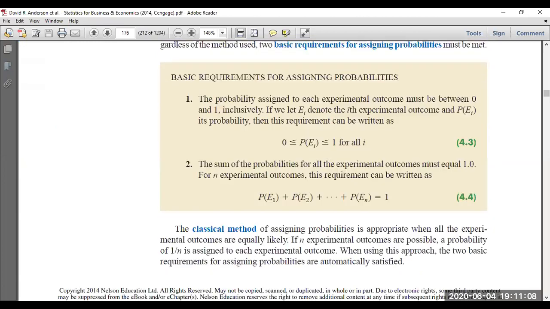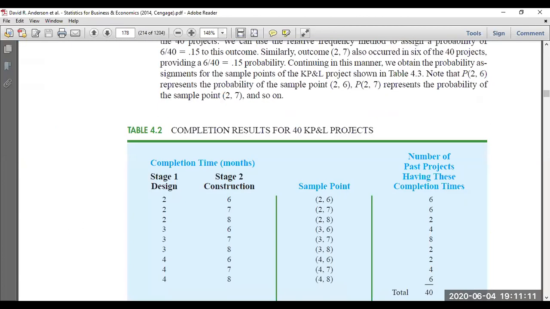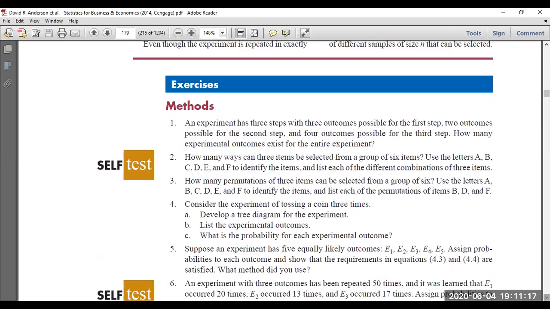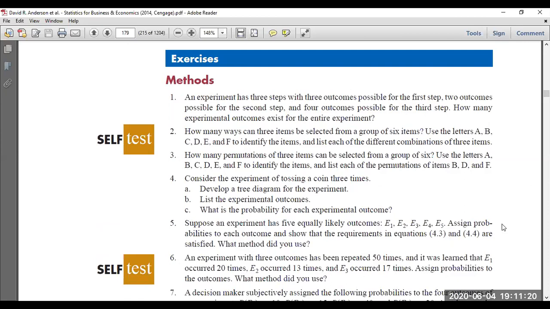Let's get to the first exercise. You will read this carefully, and if you have any questions, ask me, please. These are some simple questions that you can think about solving yourself. So let's do question number 1. An experiment has 3 steps with 3 possible outcomes for the first step, 2 for the second step, and 4 for the third step. You just saw a multi-step experiment using the multiplication counting law.